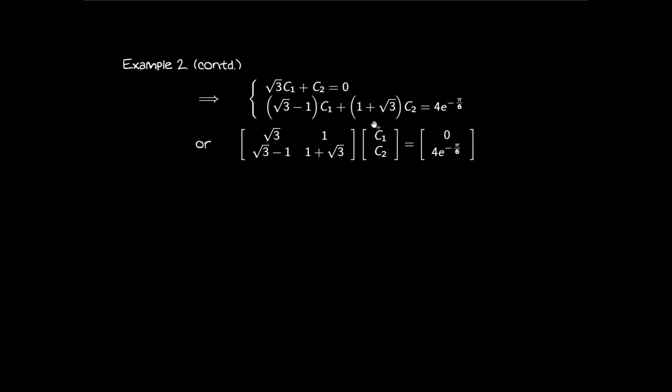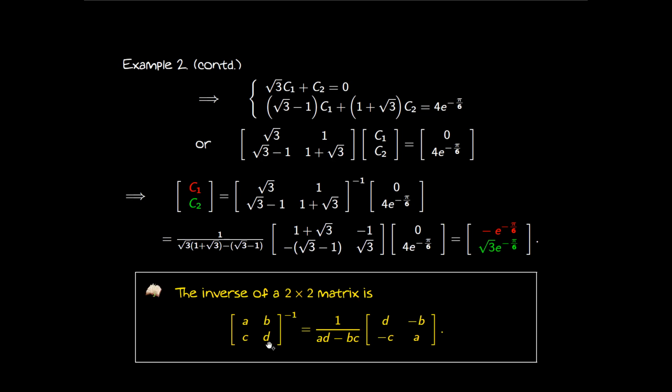Therefore, we know the unknown vector C1, C2 can be obtained from the inverse of the coefficient matrix times the load vector, right? So now the question is, how do we find the inverse of this matrix? Recall that if you have a matrix A, B, C, D like this, its inverse is going to be 1 over AD minus BC. And then you're going to just switch the A and the D here. And also you're going to put the opposite of the B and C. So that will be the inverse of the original matrix.